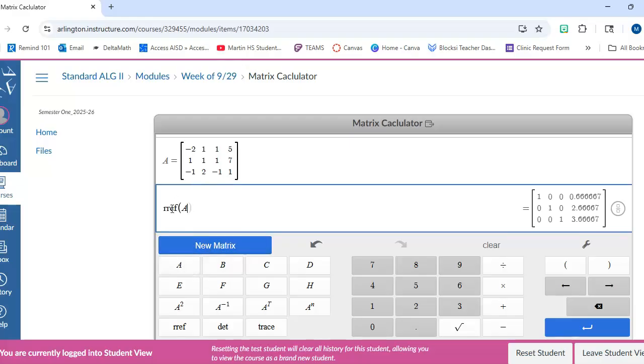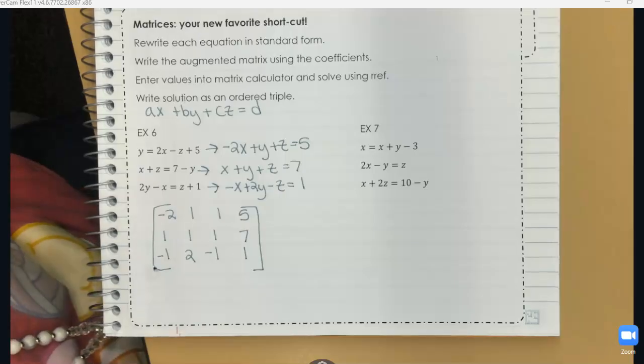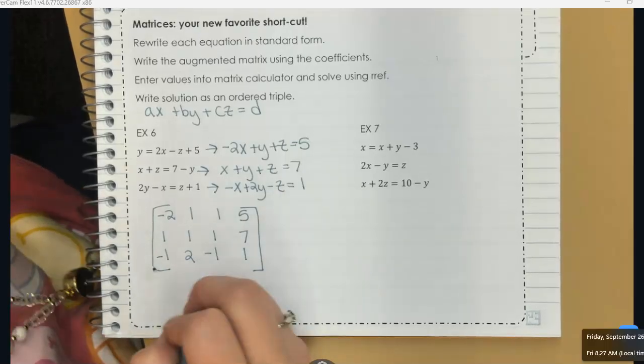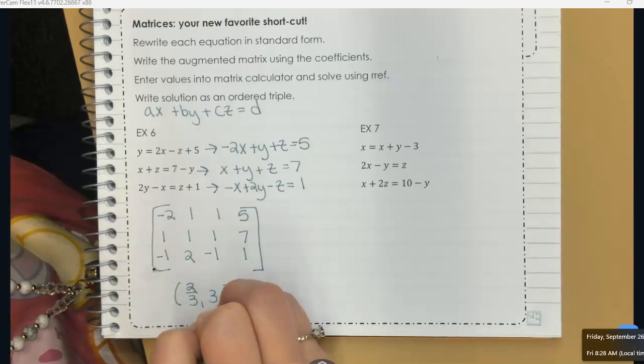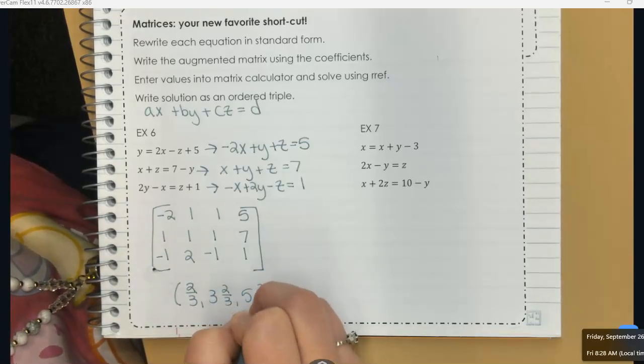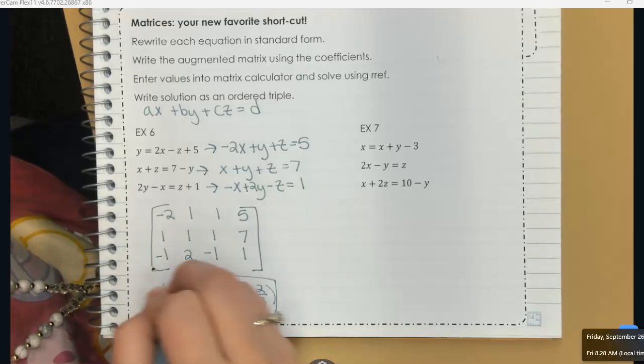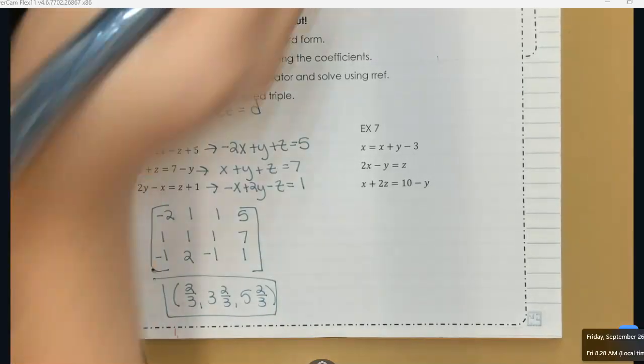So we want it to do reduced row echelon of A, and what it shows us now is, because the 1 is in the x place, this is my value for x, which I realize is an ugly decimal, but that's just 2/3. The next one where the y is 2 2/3, and the last one where the z is, that is 3 2/3. So my solution here is 2/3, 3 2/3, 5 2/3. And you did not have to do any of that by hand.